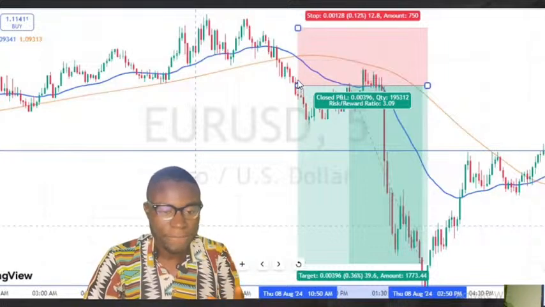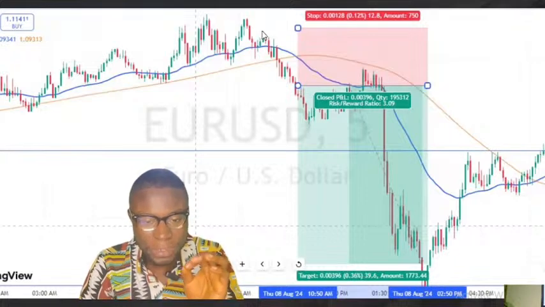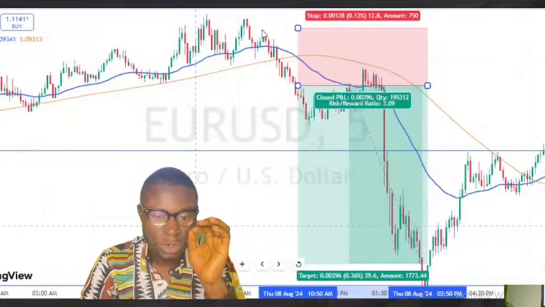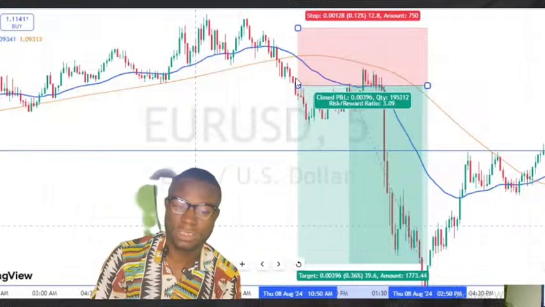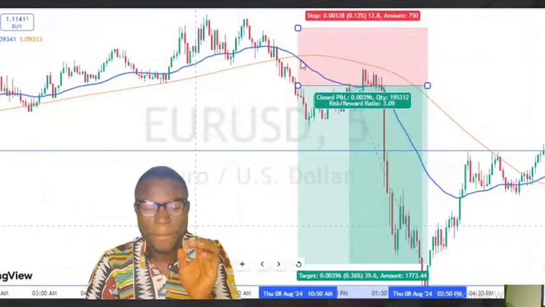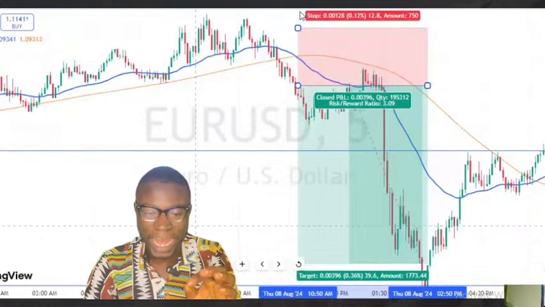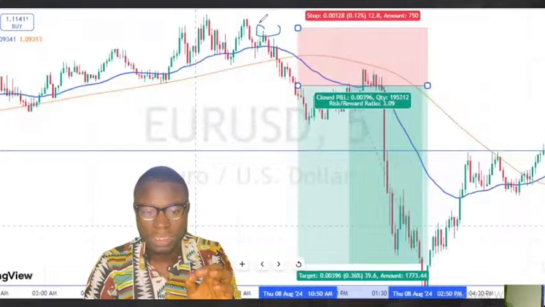When you take your trade at the cross below, your stop loss should come above the most recent high. That is if you are selling. Okay, this is the sell scenario. So your stop loss should come above this most recent high. This is the most recent high here.